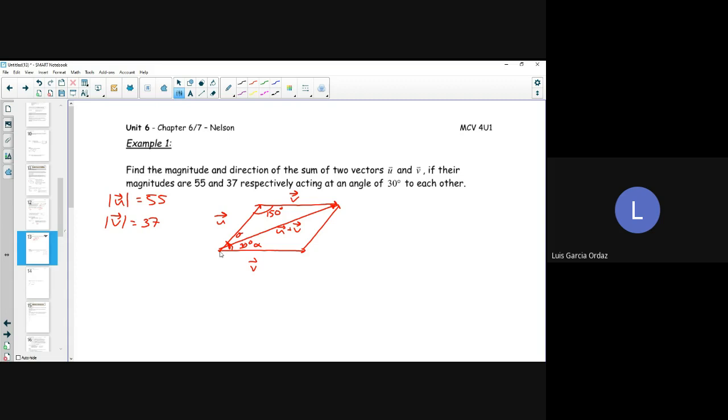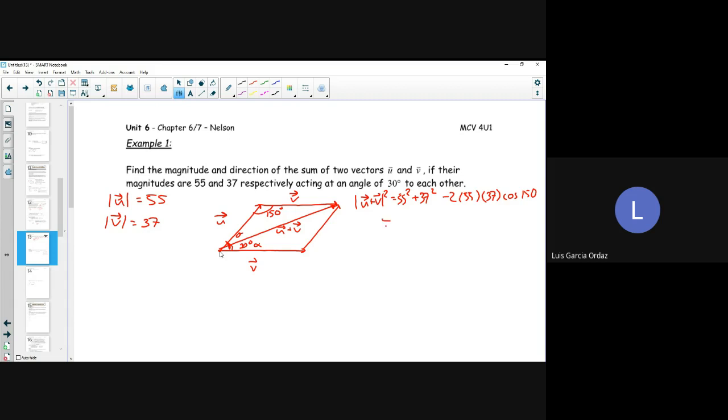We're going to be using cosine law. So the magnitude of u plus v squared is equal to 55 squared plus 37 squared minus 2 times 55 times 37 times the cos of 150, because that is the angle that we can use, because 30 is split up into two spaces. So we can't assume it's just exactly half.